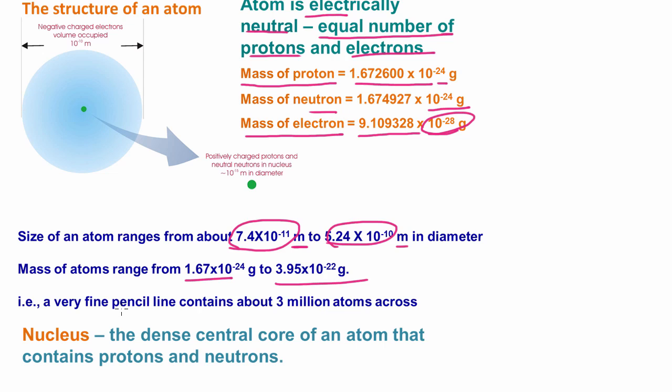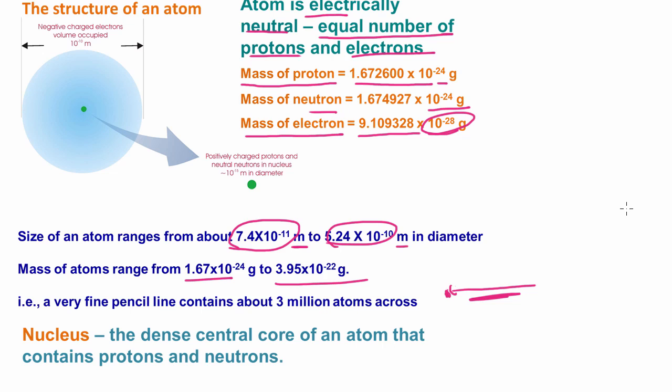We're dealing with very small entities here. If I were to draw a line with a pencil, so a very fine pencil line, then the thickness of that line, so we're talking in the thickness here, okay, that would be about 3 million atoms. And again, that'd be a very fine pencil line, not this huge one that I drew.